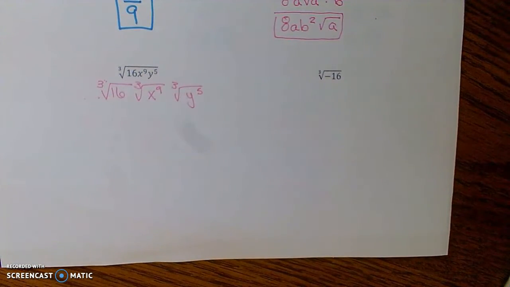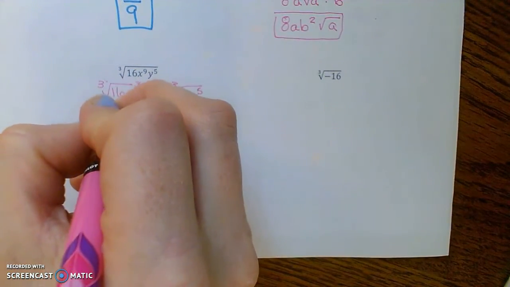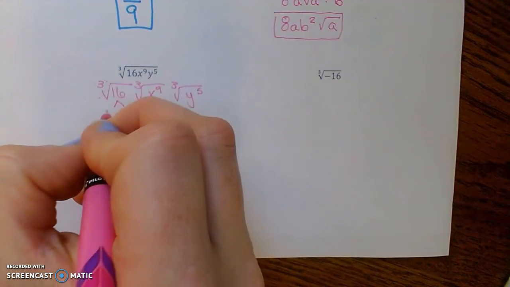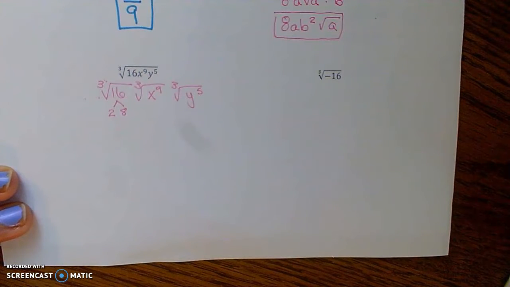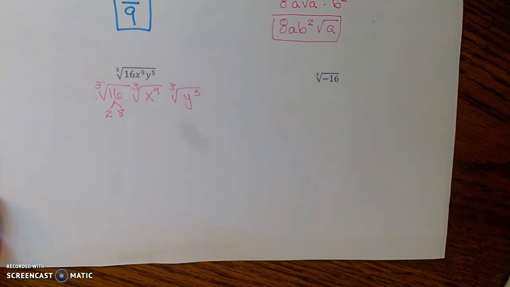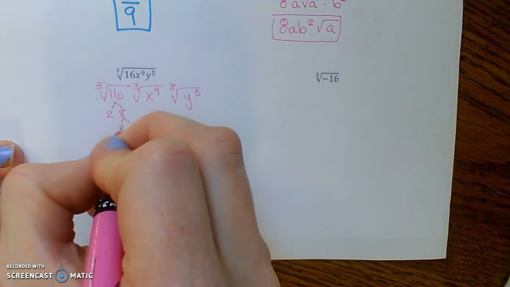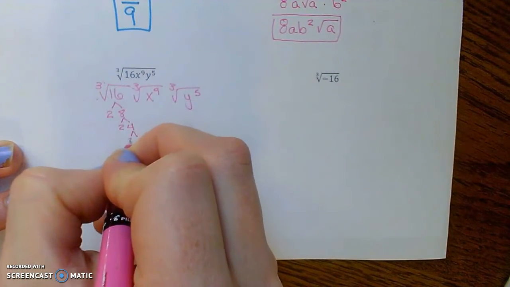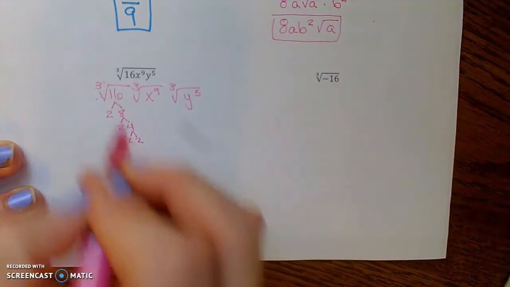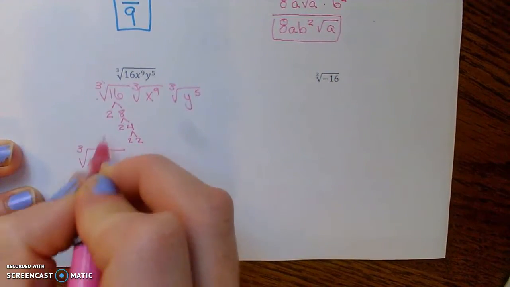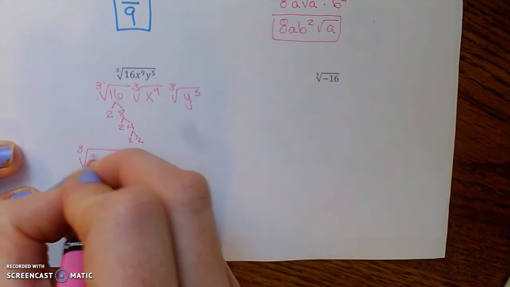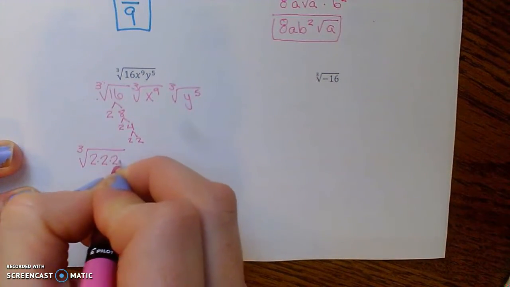So the number 16, I can break that up. That's like 4 times 4. It's also 2 times 8. Hopefully you recognize 8 as a perfect cube. But I'm going to pretend like I didn't recognize it as a perfect cube, okay? Pretend I kept going. That's 2 times 4, and this is 2 times 2. So 16 can be written as the cube root of, well, you got 4 2's there: 2 times 2 times 2 times 2.